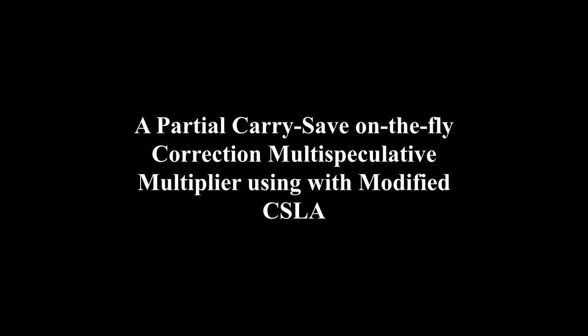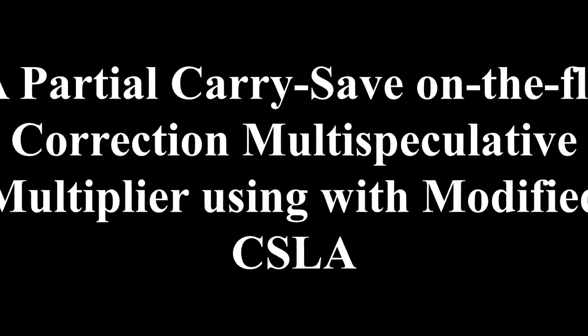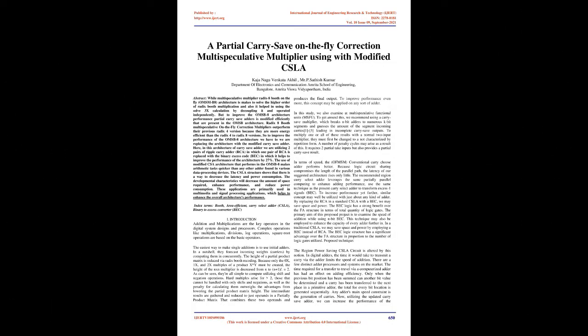A partial carry save on-the-fly correction multispeculative multiplier using a modified CSLA. Abstract: the multispeculative multiplier Radix 8 Booth on-the-fly, OMSB 8, architecture is made to solve the higher order of Radix Booth multiplication, and it also helped in solving the 3x calculation by decoupling it and operating it independently.